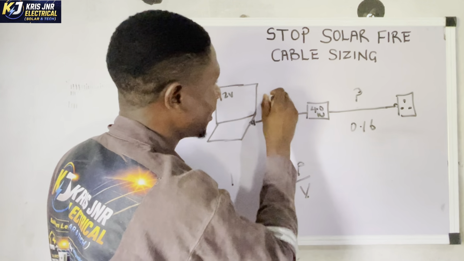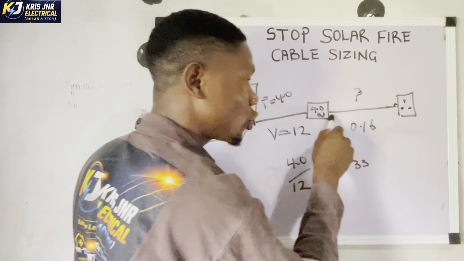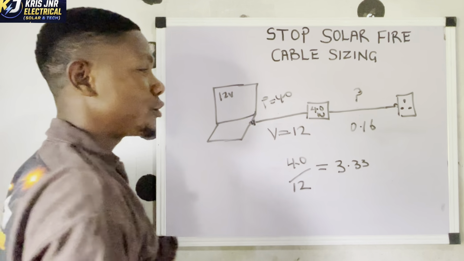If you use the formula current equals power over voltage, you have 40 over 12, which equals 3.33. You can see that the current flowing from this charger to the laptop is different from what is flowing from the socket to the charger. That is why, if you check your laptop charger, the cable size here is different from the cable on the other side. Have you ever noticed?